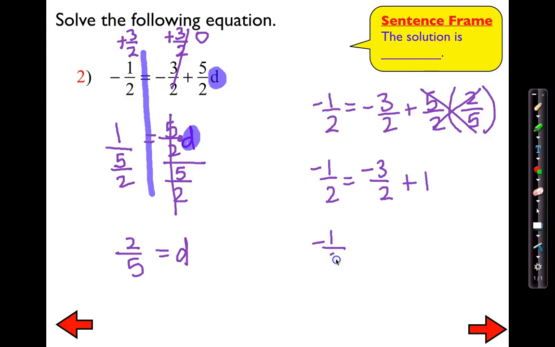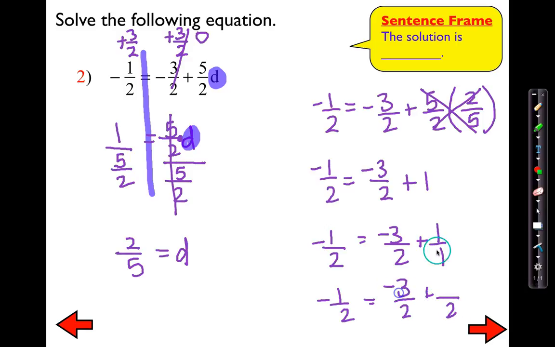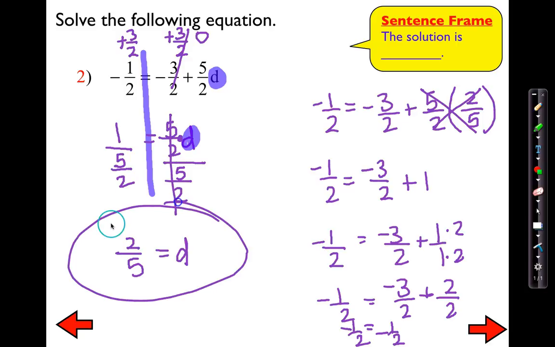So we have negative 1/2 equals negative 3/2 plus 1 over 1. I'm going to keep this the same. I'm going to get common denominators. This is going to stay negative 3, but this one's going to be altered by a 2. So if I simplify that, I would be left with negative 1/2 equals negative 1/2. So I'm very confident that my answer is indeed 2/5.